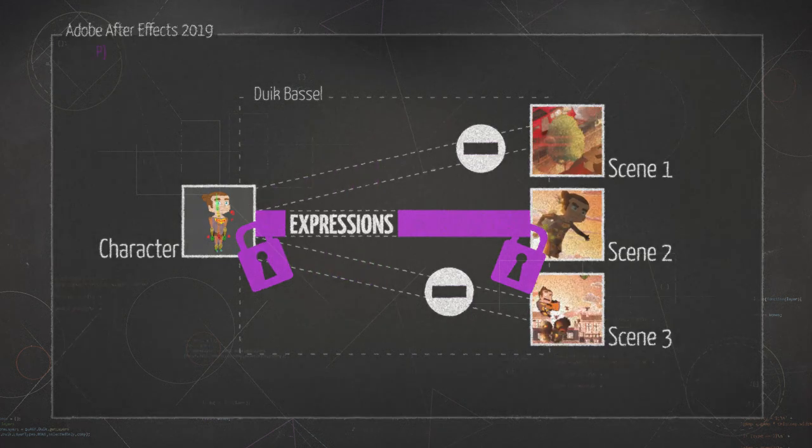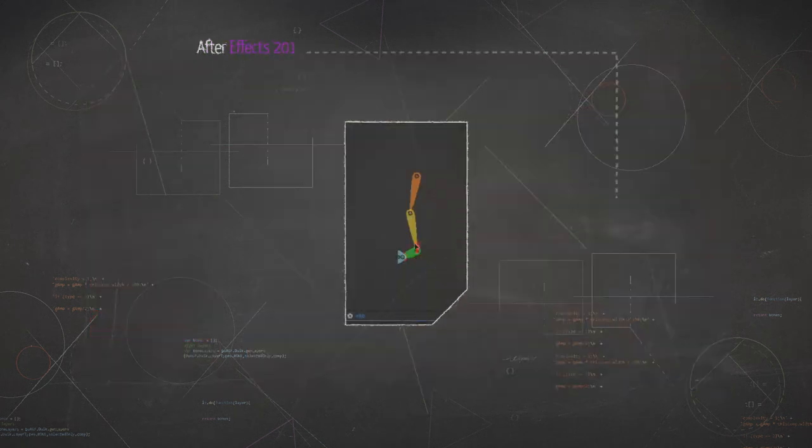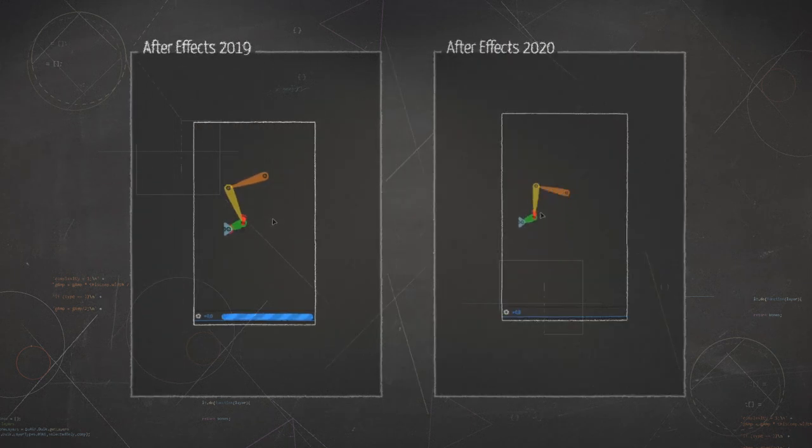other composition. Instead of expressions, we've all been waiting to do this with master properties, but master properties were very slow. With After Effects 2020, the performance has been greatly improved.